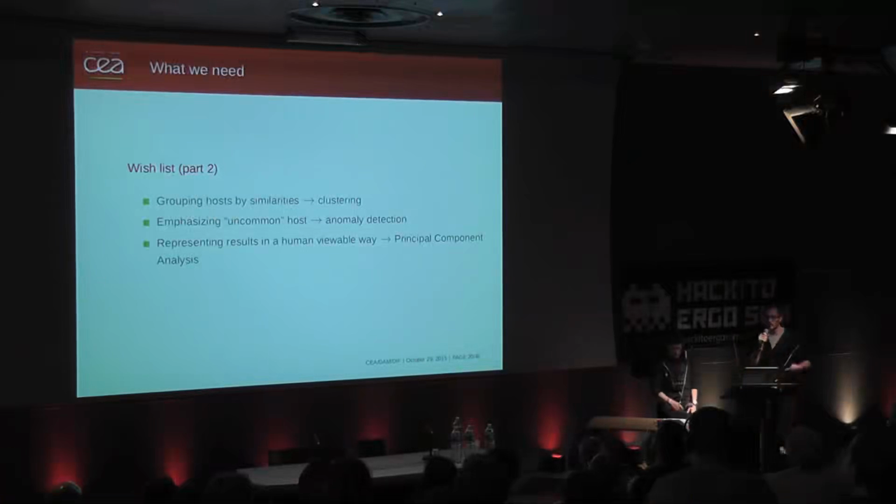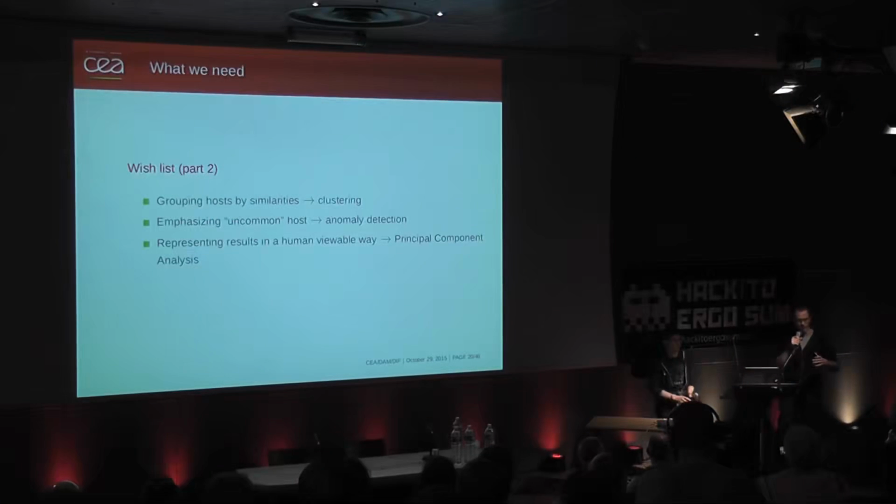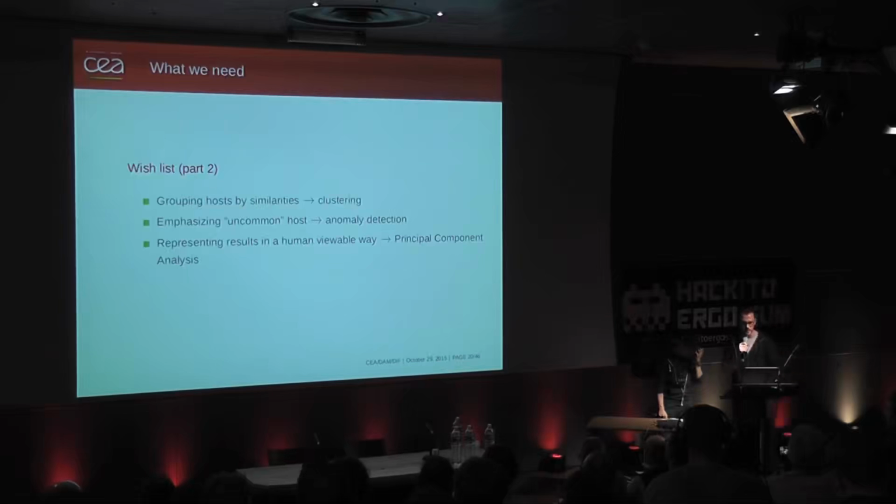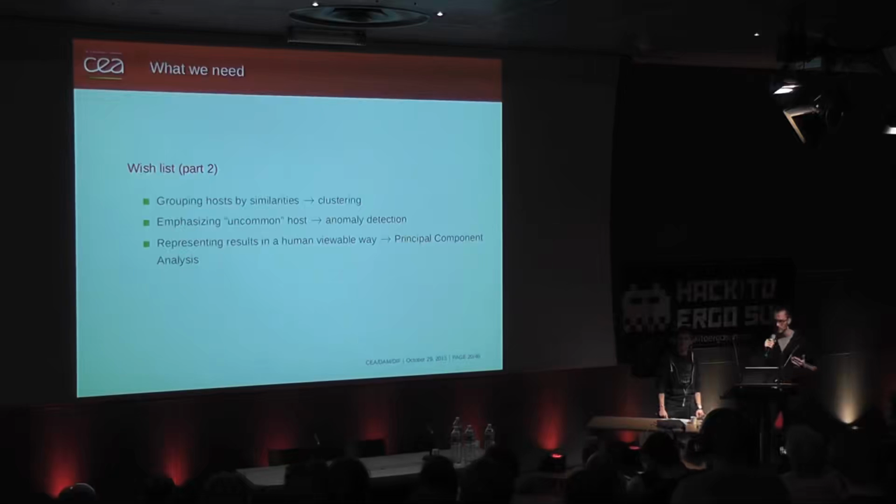So remember, we have three things that we want to be able to do. The first one is grouping hosts by similarities, because we don't want to analyze every host in the database. We just want to analyze a group of hosts, like this one, and I know all other hosts in the same group are kind of the same, so we don't have to do the work 10,000 times. So that's done by the clustering algorithm. The second thing is emphasizing uncommon hosts or anomalies, where possibly something weird is happening. So it is an anomaly detection algorithm.